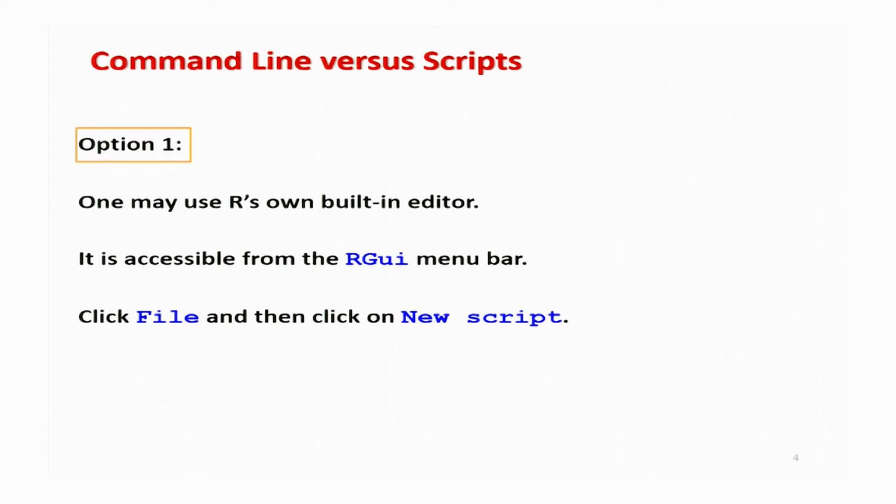So a couple of text editors are possible, and I will show you two options. The first option is how you can use the editor which is built into the R software, and the second is through some external softwares. The built-in editor in the R software can be accessed from the R GUI menu bar. I will show you on the R console also. You simply have to click on File and then click on New Script. What does this mean?